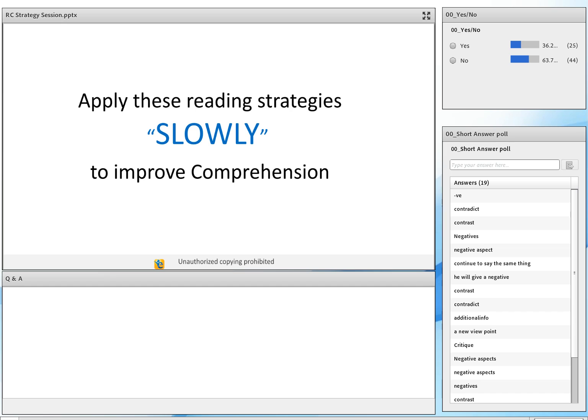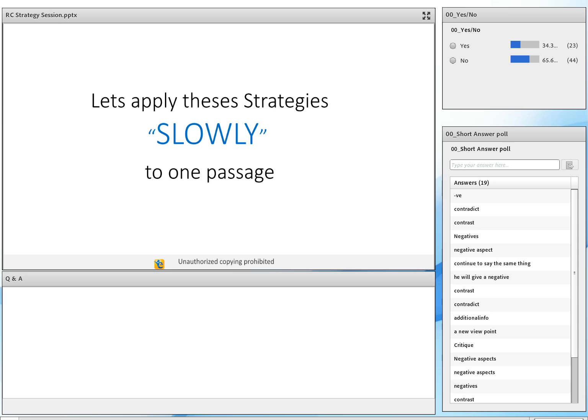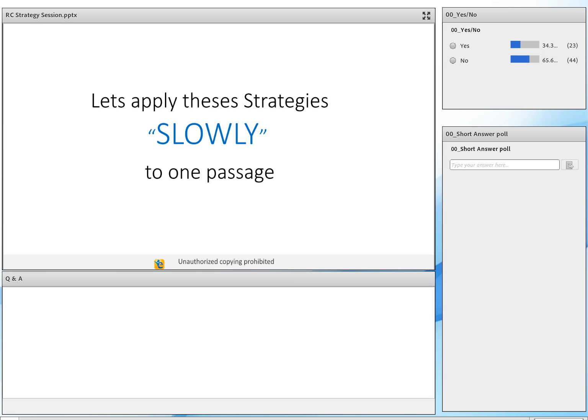So now we're going to apply these reading strategies slowly on a small RC passage. But before I go there, I do want to talk about one more tactical strategy, and that is, if you see a long technical term or an unfamiliar technical term, just shorten it up. Don't let it act as a speed bump as you're going through the content. Just shorten it up and move forward. That's what we call abbreviating the terms. Okay. All right, so now let's apply these reading strategies slowly to a passage. Are you all ready for that?